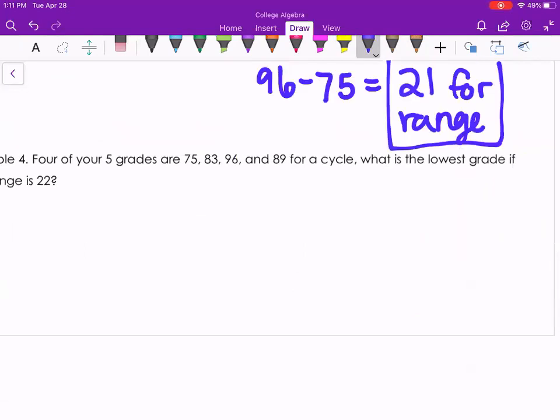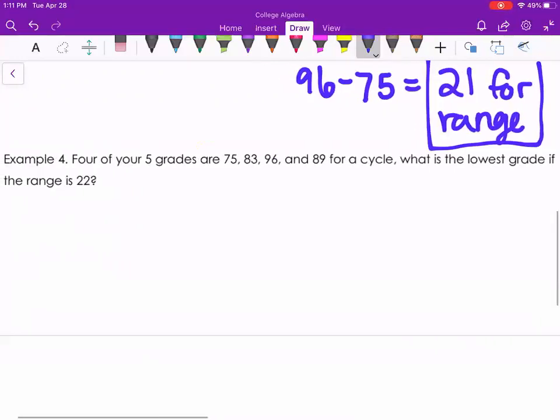Now, let's check out example 2. What if one of those numbers is missing? So 4 of your 5 grades are a 75, an 83, 96, and an 89. What is the lowest grade if the range is 22? So again, need to know the two things. We need to know the smallest and the biggest. In this case, I don't know the smallest. What is the lowest? That's what I'm going to have to figure out. That's what I'm going to use for my X value.